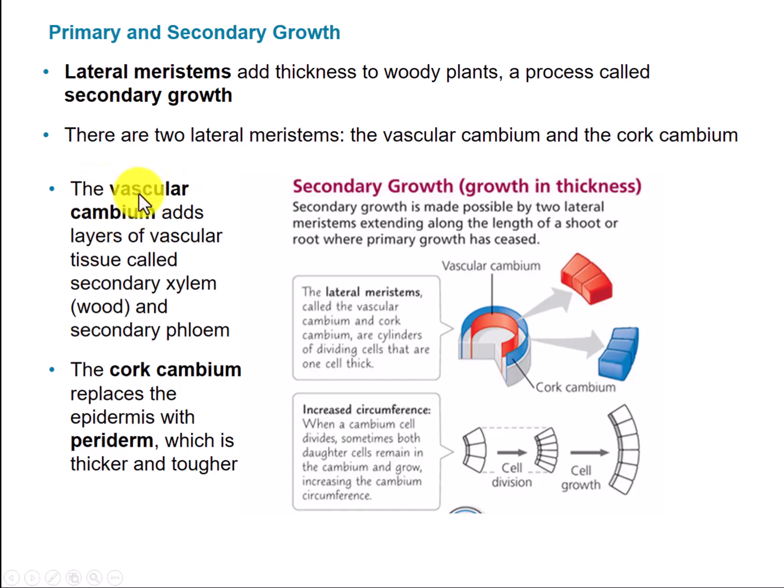We have the vascular cambium. Vascular cambium adds layers of vascular tissue called secondary xylem. And so vascular cambium is going to add secondary xylem, which is what we call wood, and secondary phloem, which we usually call bark. And then the cork cambium replaces the epidermis with the periderm, which is the thicker and tougher type of dermal tissue. So we're going to increase in circumference.